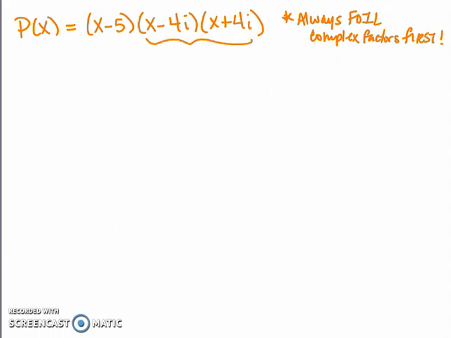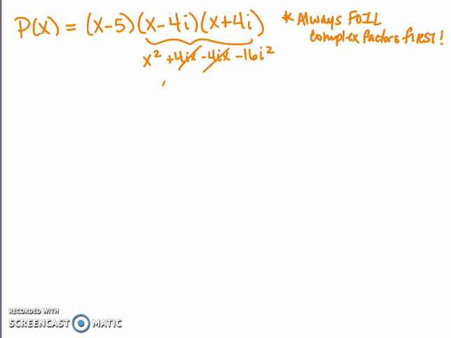And remember, when we FOIL complex conjugates, our inners and our outers are going to cancel. So we can show it here. We're going to get x squared, and then positive 4ix, and negative 4ix, and then our lasts are going to give us negative 16i squared. So when we FOIL complex conjugates, we can just ignore the outers and the inners and just do the first and the last.